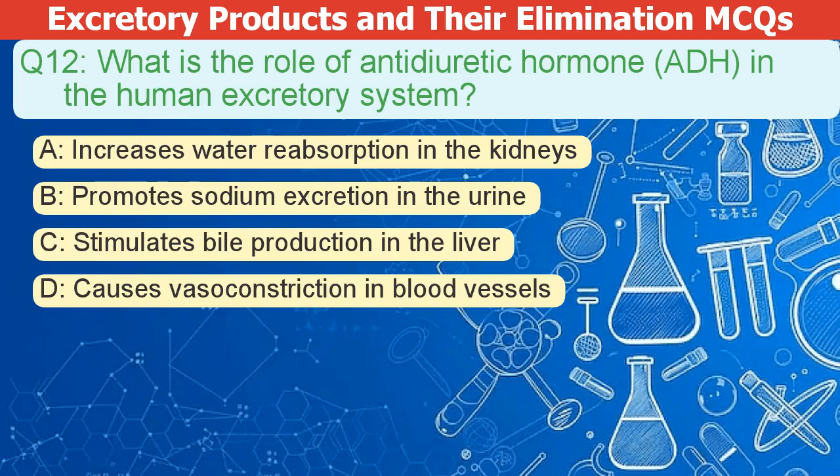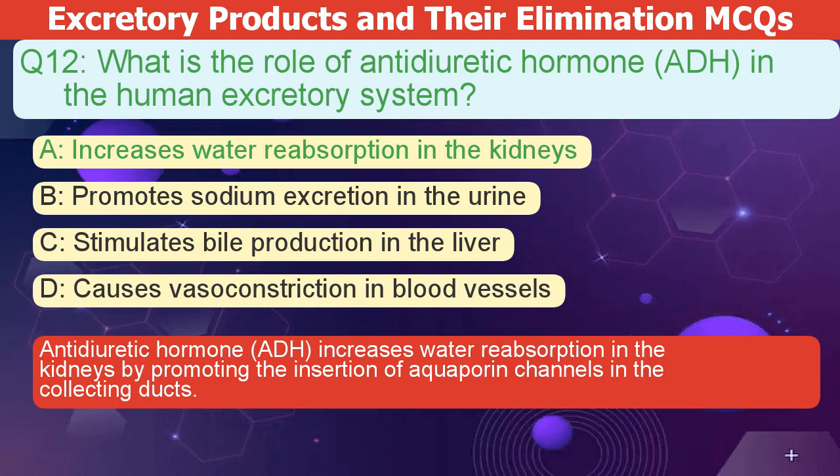What is the role of antidiuretic hormone, or ADH, in the human excretory system? A. Increases water reabsorption in the kidneys. B. Promotes sodium excretion in the urine. C. Stimulates bile production in the liver. D. Causes vasoconstriction in blood vessels. The correct answer is A. Antidiuretic hormone, or ADH, increases water reabsorption in the kidneys. It does this by promoting the insertion of aquaporin channels in the collecting ducts.